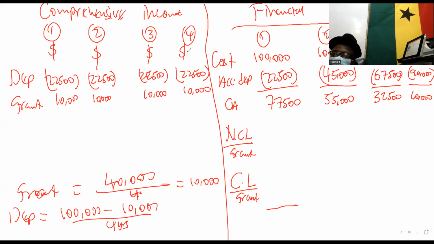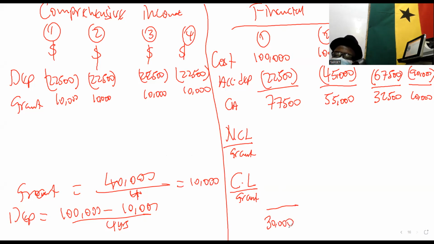How much is left? How much of the grant is left? Did you all agree that we are left with 30,000? Because the grant was 40, and we have released the first year's portion. So we are left with 30,000.